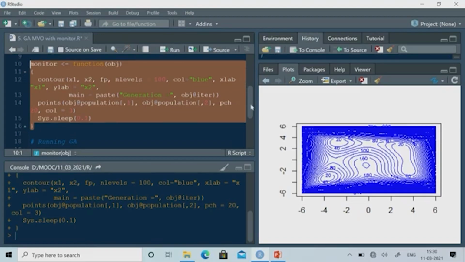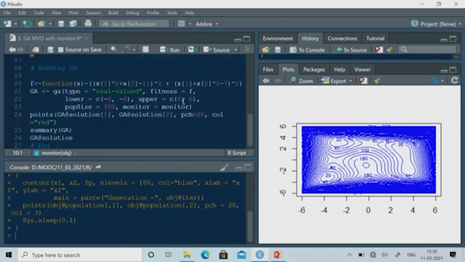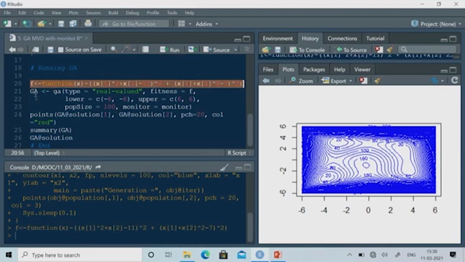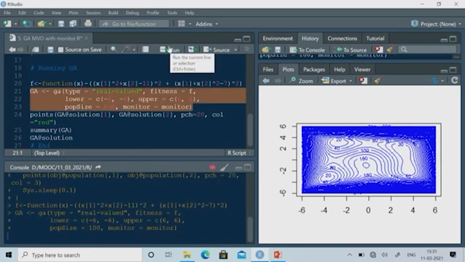I have executed the monitor function, and now I have written the fitness function, and then I have used the GA. In this case I am just using monitor equal to monitor, and the other part is similar. You can see that it is a real valued fitness function f, then lower bound and upper bound I have defined, population size I am using 100, but you can change it, and now I am putting monitor. I would like to monitor the progress, the iterations. So, let us execute this one.